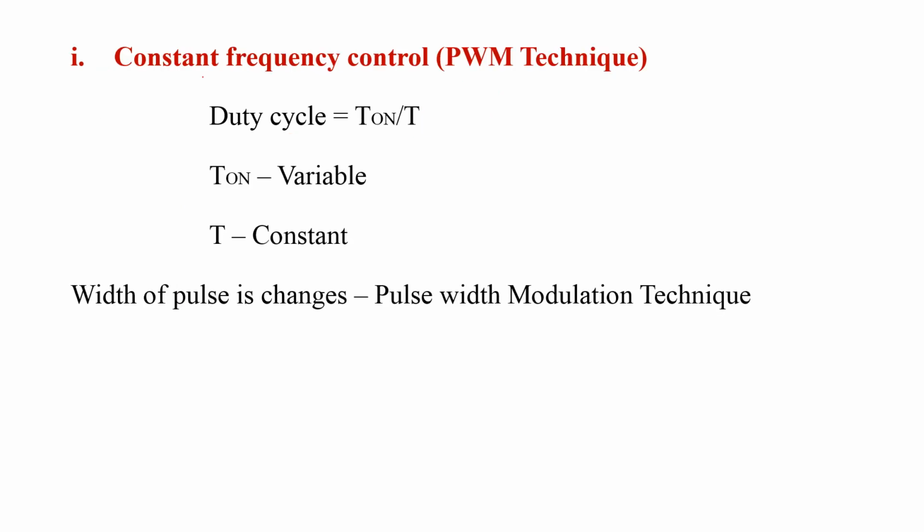Now consider constant frequency control, also known as pulse width modulation technique. The concept of this method is very simple. In this method, the output voltage of chopper is controlled by controlling the on time of the chopper by keeping the total time of the chopper constant, that is, on time is variable and total time is constant. This method is also known as pulse width modulation technique. Why? Because the width of the pulse changes, so it is called pulse width modulation technique.